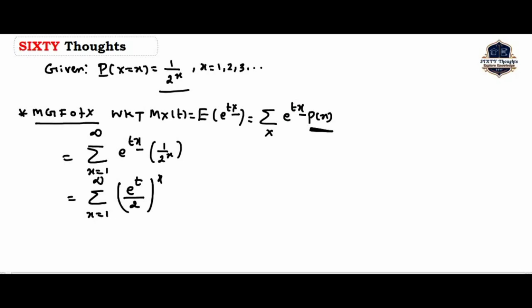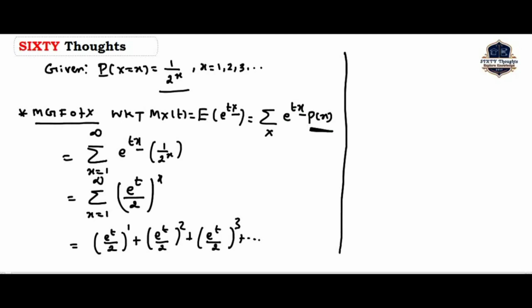Now we expand the summation, which means we substitute x equal to 1, 2, 3 up to infinity. Substituting x equal to 1, we get e^t/2 to the power 1. Substituting x equal to 2, we get (e^t/2)^2. The third one is (e^t/2)^3, and so on. Here e^t/2 is common, so we take one term outside: e^t/2 into 1 plus e^t/2 plus (e^t/2)^2 plus, etc.